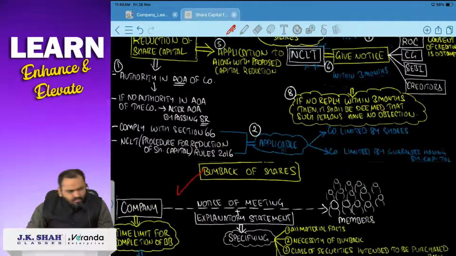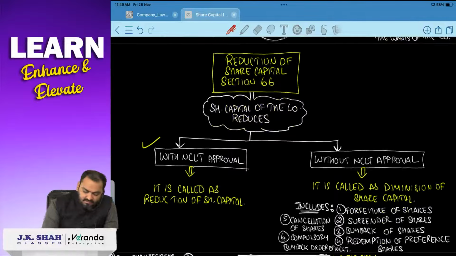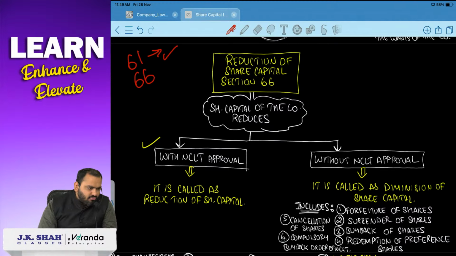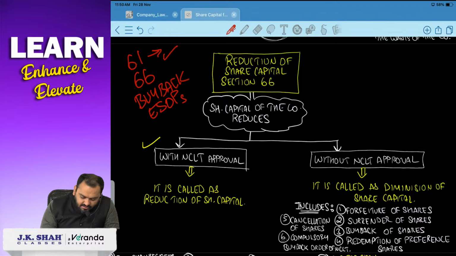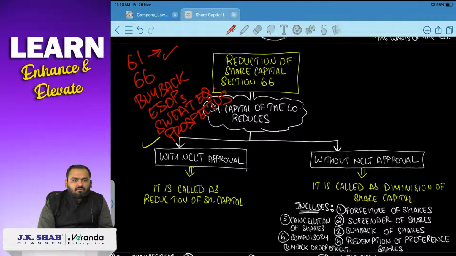So ideally we have covered a good number of topics in this chapter. What is left is 61 and 66. 61 is already done actually, but it is part of this chapter also. 61 is the alteration of capital clause, which you have done in the MOA AOA chapter. So 61 is left, 66 is left, then buyback is left, then ESOPs is left, and sweat equity is left, and types of prospectus. This many topics we couldn't revise, but I hope whatever we have revised was in detail. Everything was done.